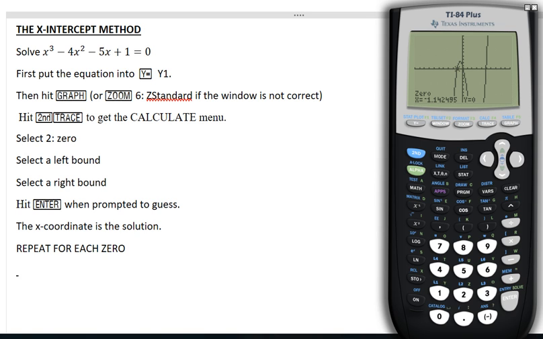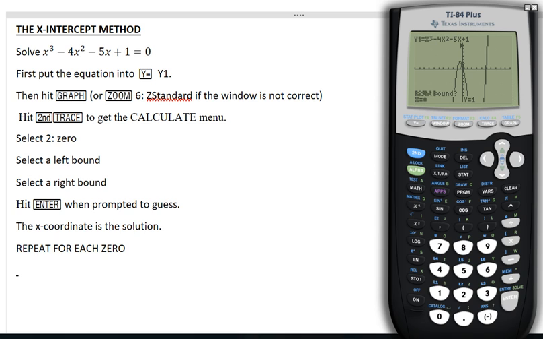And then we repeat the process for each one of these. So now I'm going to do second trace again, number 2 again. I'm going to do the left bound. I'm going to move a little closer to this. I'm already on the left of it, but I want to be a little closer. And this time my left bound is above, it's in the positives now. So I'm going to hit enter.